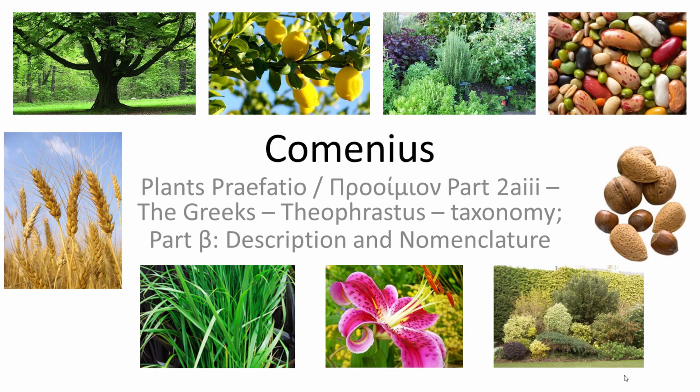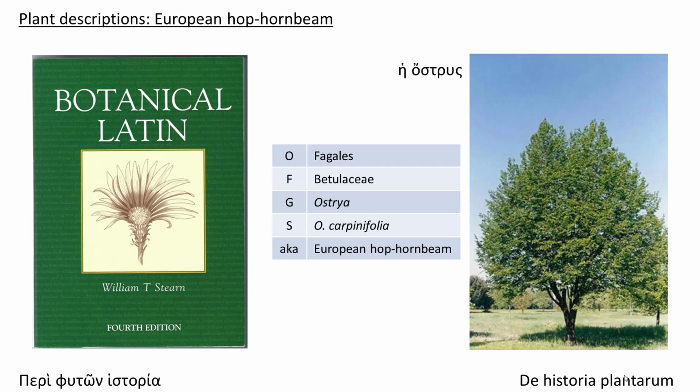Comenius plants Praefatio, Prooimion, Theophrastus and taxonomy, how Theophrastus described and named plants. Peri Phyton Historia is a historia, an inquiry, a work of research, not a field guide, and its target audience were contemporary Greeks who were assumed by Theophrastus to be familiar in many cases with the plants he named. So his descriptions of plants are often brief or altogether absent. But when he needed to, his descriptions could be meticulous.